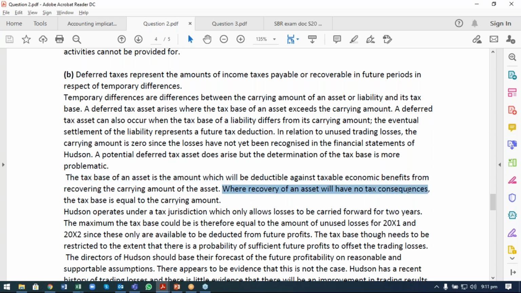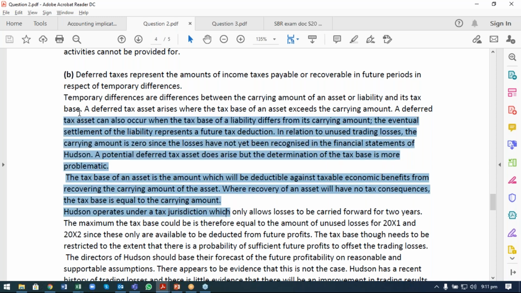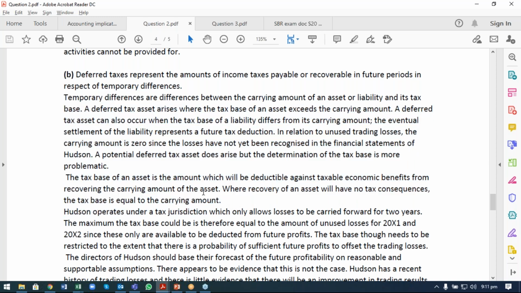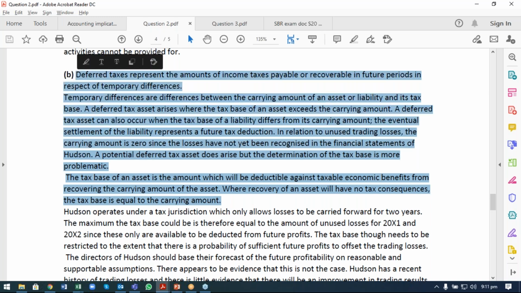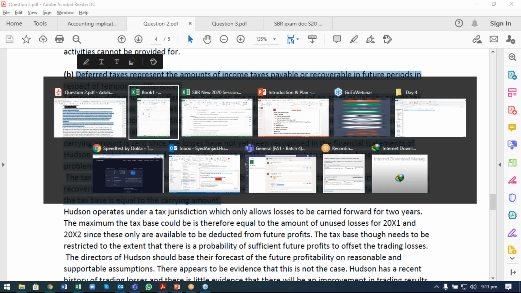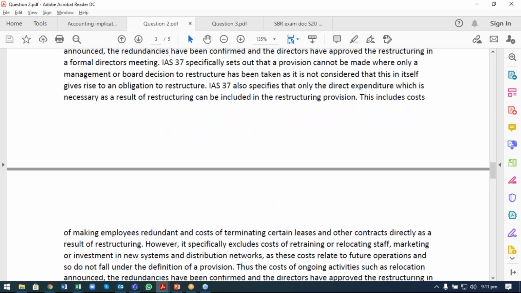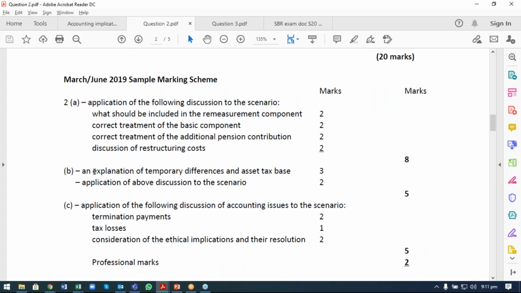Where recovery of an asset will have no tax consequences, the tax base is equal to the carrying amount. So these first two paragraphs are just the explanation of deferred tax, how deferred tax should be accounted for. I'm just looking into the scoring scheme. An explanation of temporary differences and tax base constitutes 3 marks. An application of the above discussion on a scenario constitutes 2 marks.